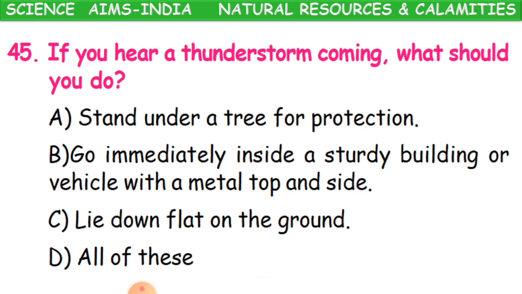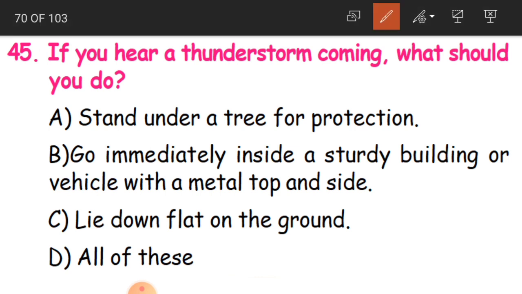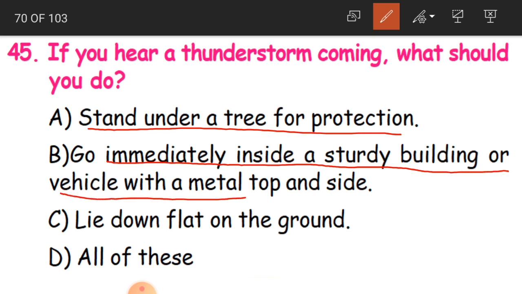If you hear a thunderstorm coming, so sometimes when you have these thunders with lightning, you will also hear a type of sound. No? So when you hear this, what would you do? And the answers are: A, stand under a tree for protection; B, go immediately inside a sturdy building or vehicle with a metal top and side; and C, lie down flat on the ground; and D, all of these.